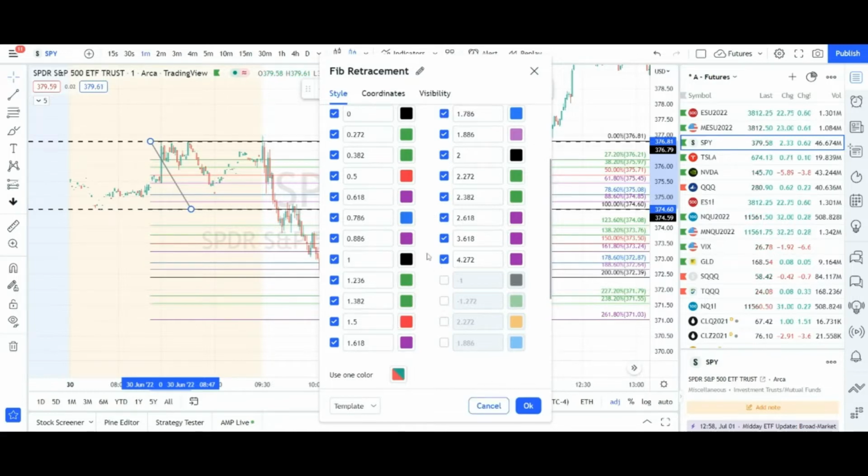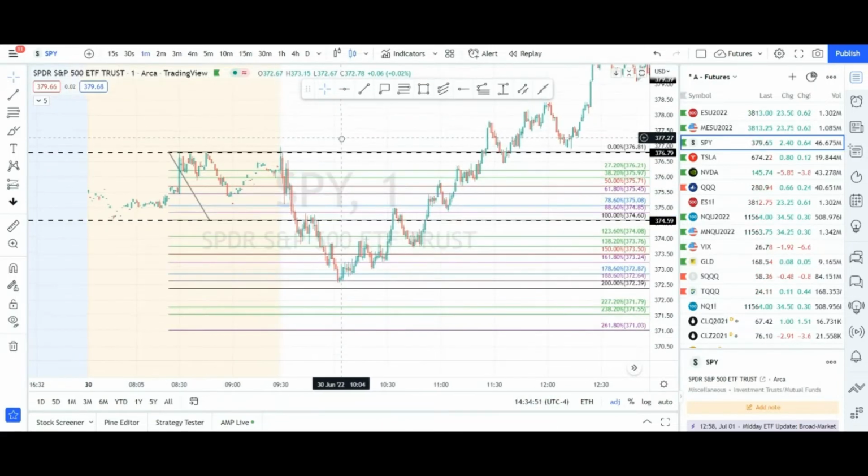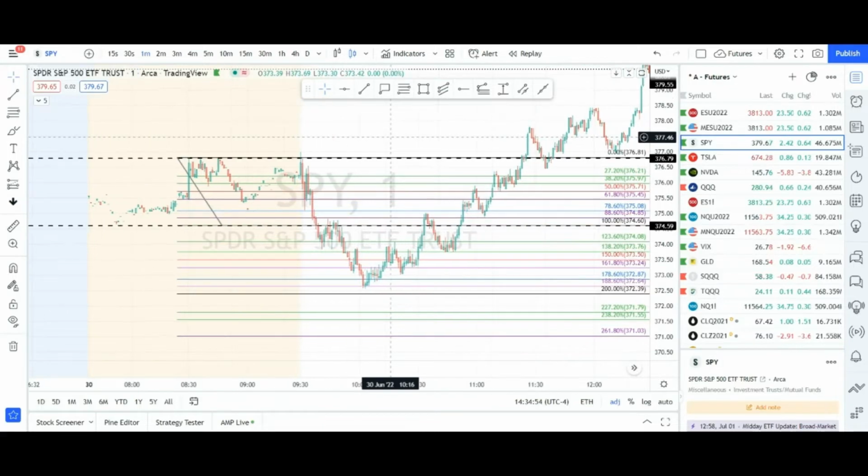The price means any stock price or any Bitcoin price, cryptocurrency price, SPY, indices, ES, Nasdaq, futures. I will show you how the price is reacting at these levels.